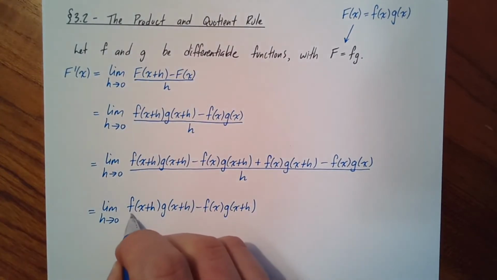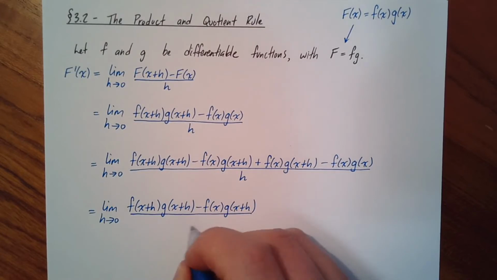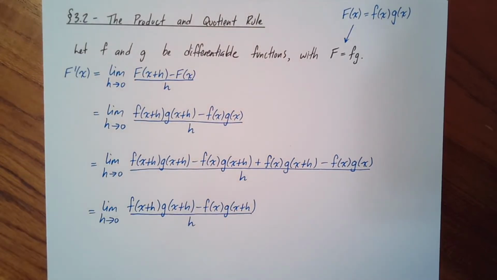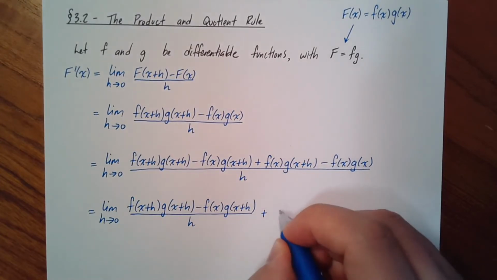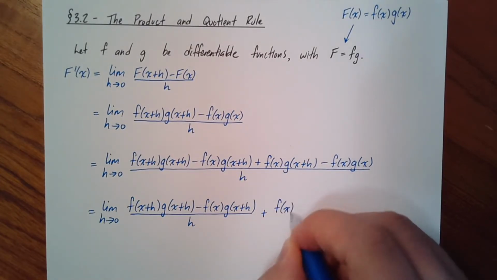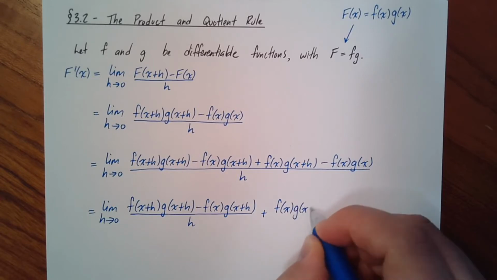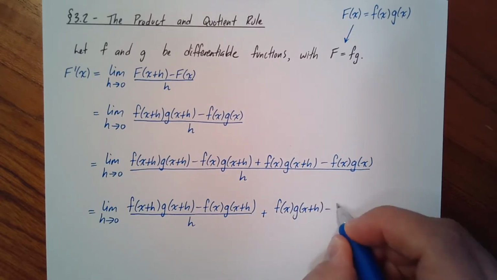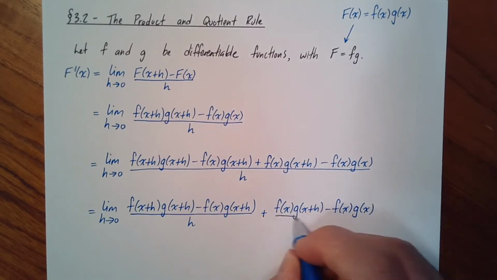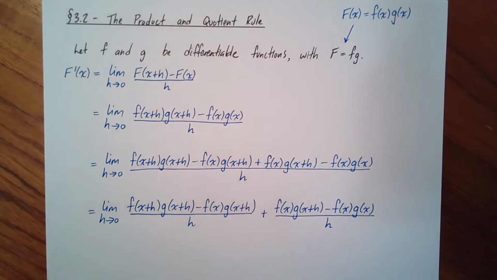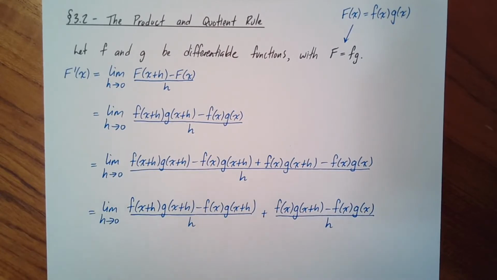And then I'm going to divide that whole expression by h. So really what I've got is these first two terms divided by h. But now I want the second two terms divided by h for my second fraction as well to make sure that this is accurate. So I'm going to write this as plus f of x times g of x plus h minus f of x g of x, all over h. Okay, so that's how we can split that up.